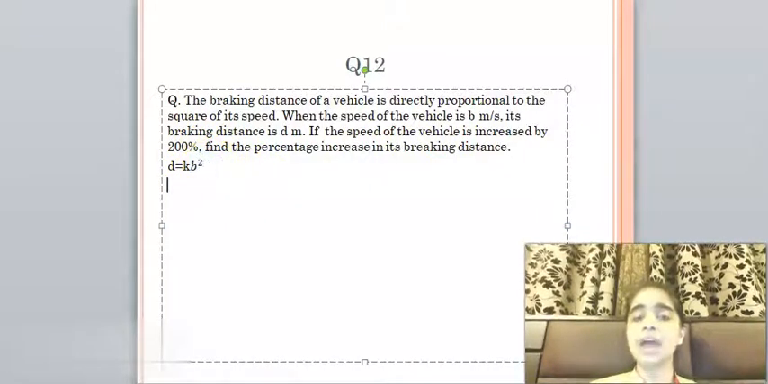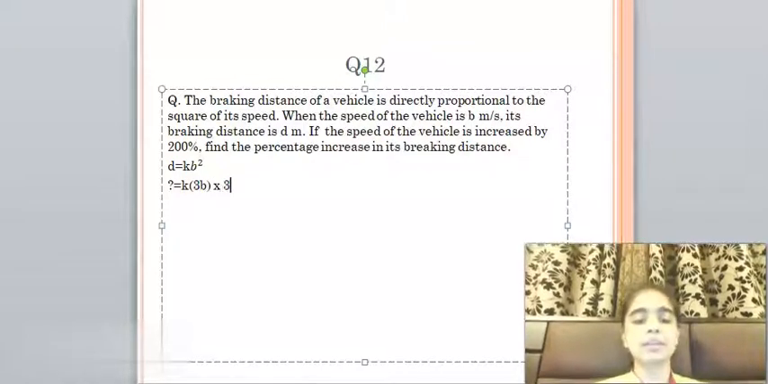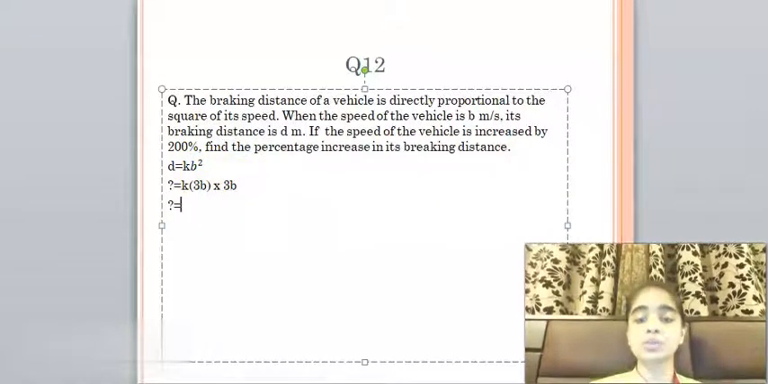And then we will get some value of d. We need to find the percentage increase in its braking distance, so let's keep this as a question mark. We will write k as it is, and this will be 3b whole square, that means 3b multiplied by 3b. So this will become 9b square. This question mark, whatever we are trying to find, will be equal to k times 9b square.